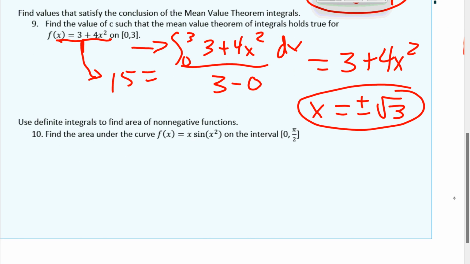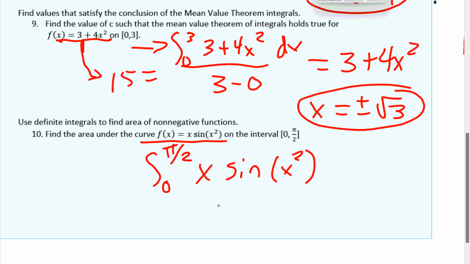Okay, and then this last one, again, is area under the curve. You're really just doing the area under the curve of this function. So you just want to take the integral of that from 0 to pi over 2 of this function. Because I'm taking the sine of something other than just x, that means I'm going to do substitution. So u would equal x squared here, and then I would set that up and do it.